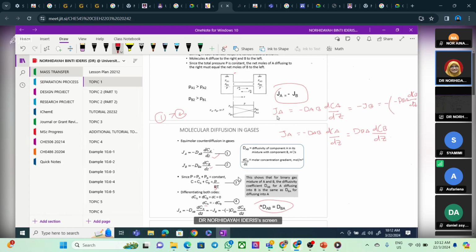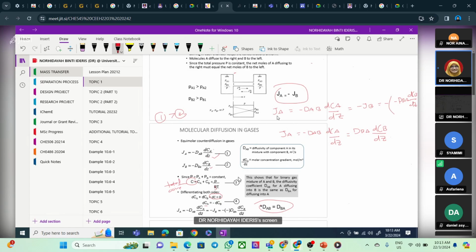So similarly, the C here refers to the total concentration, and it is equal to CA plus CB, the concentration attributed by component A plus that of B. If you differentiate both sides, dCA plus dCB is equal to dC, and you know that it is equal to 0. It means there is no change of the total concentration inside the closed chamber, and dC is equal to 0. That means dCA is equal to negative dCB.